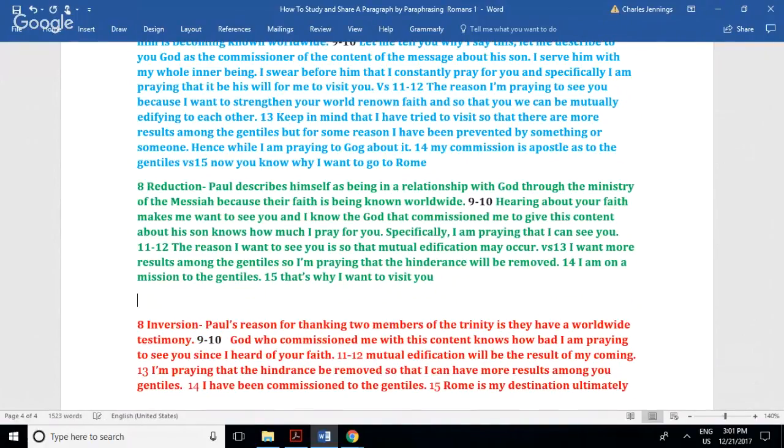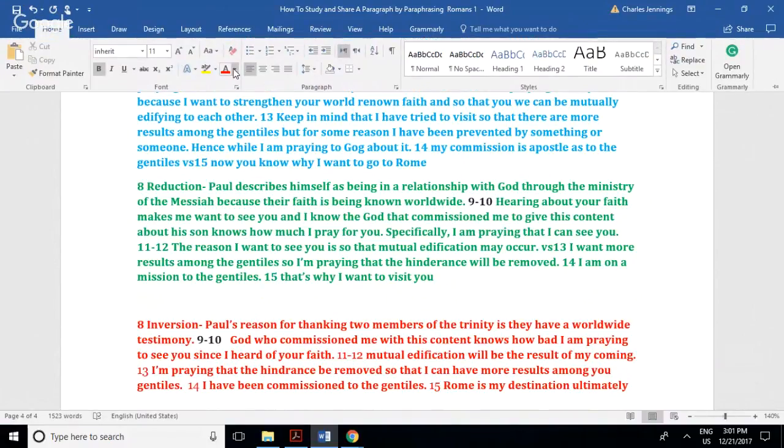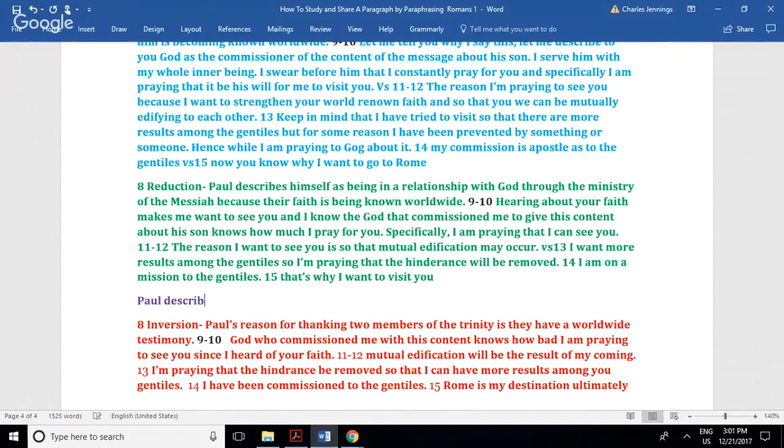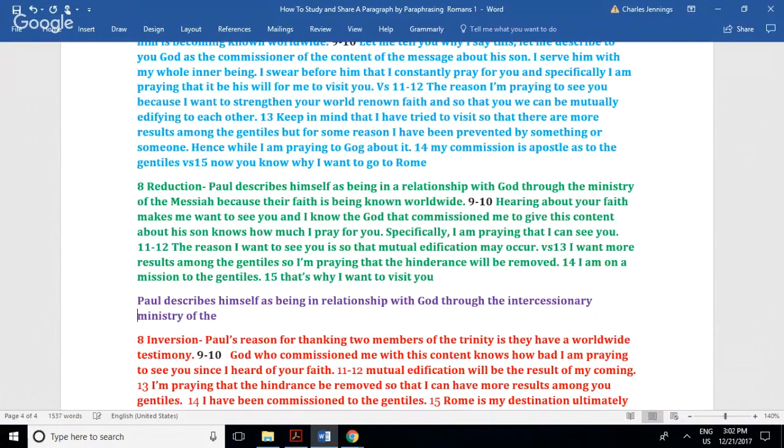But if I were to just do one real quick, so you just see, I'm going to change my color to purple. All right, so I could say Paul describes himself as being in relationship with God. I could like that. Through the ministry, and then I might want to mention a specific ministry. Sounds like the intercessionary ministry of the Messiah. And he is thanking God.